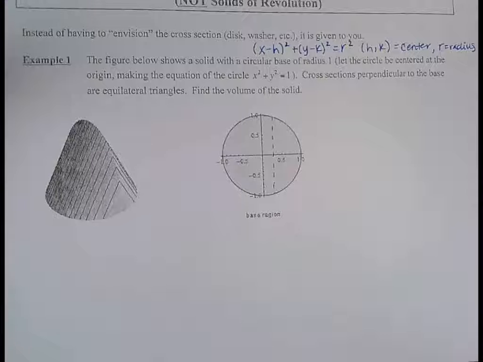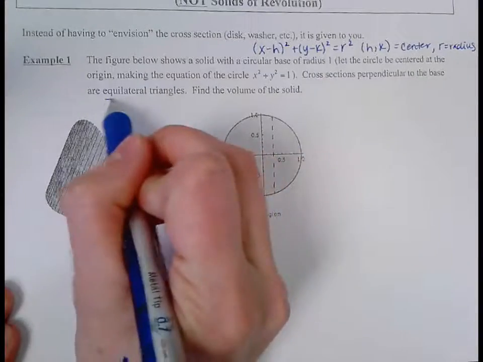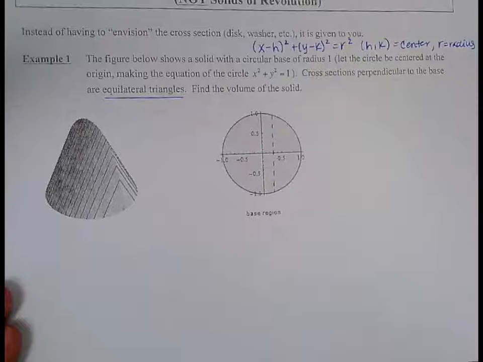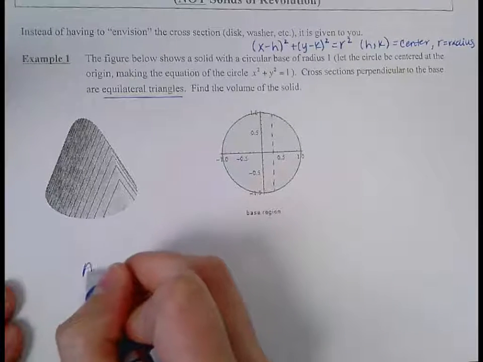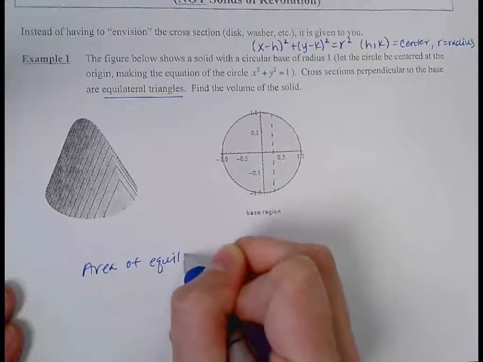So the cross sections are equilateral triangles. Find the volume of the solid. So here's how you work through these. Before we had to determine, do we have a disk, do we have a washer, and then we had to find the area of that circle by finding the radius, because area of a circle was pi r squared. Here, since we are told that the cross section is an equilateral triangle, this is what we're finding the area of. So area of the equilateral triangle.